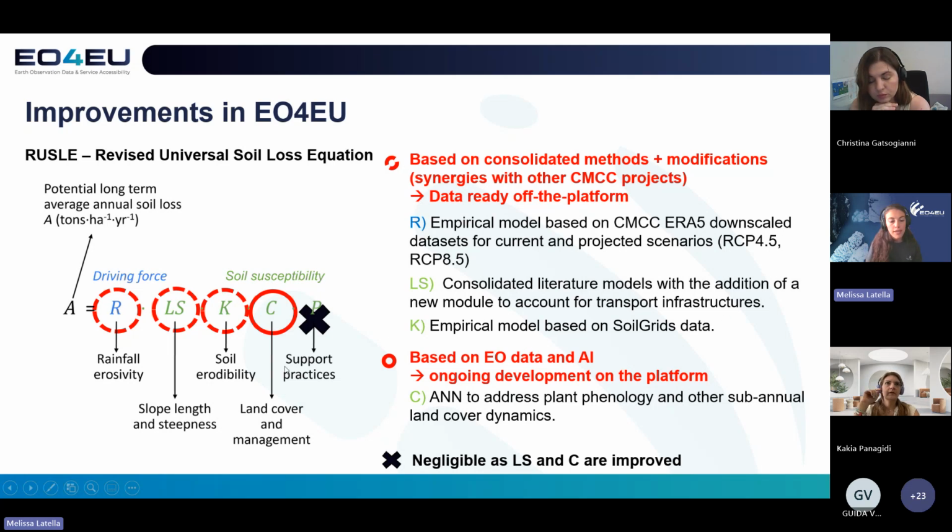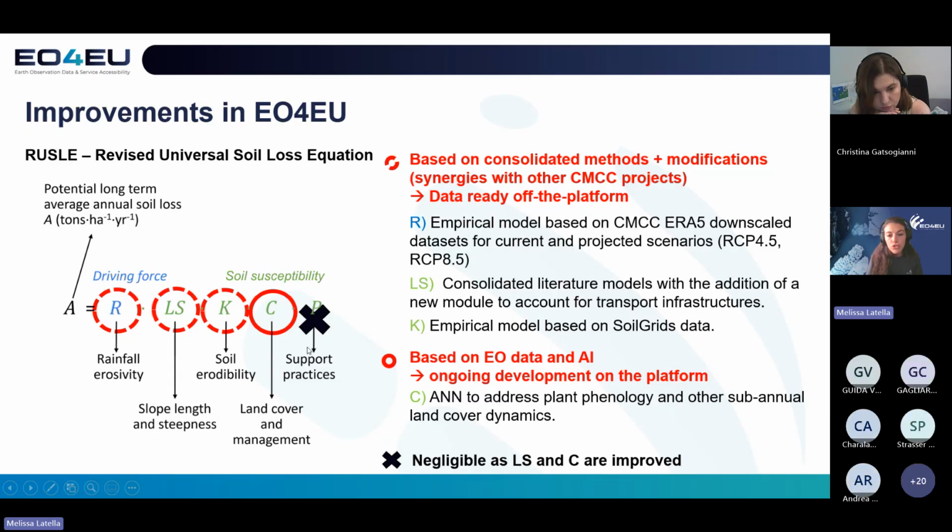And finally, the K factor was computed following an empirical model based on SoilGrids data. And for the C factor, I will explain in a bit the computation methodology based on artificial intelligence. And finally, the 5th factor, the support practice, was not considered in this project because generally it is negligible when the other factors are improved, and also it's often set arbitrarily. So for a conservative behavior, it's better not to include it.